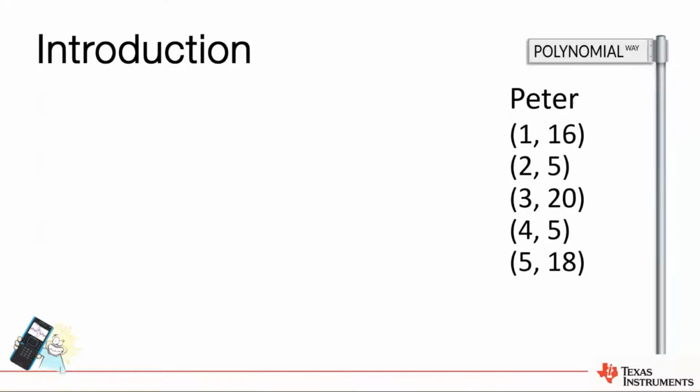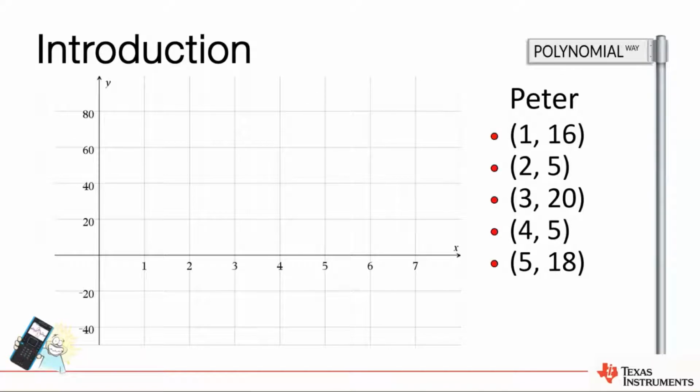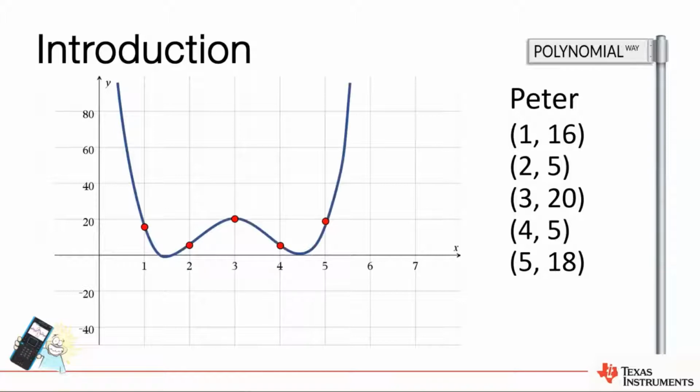Let's have a look where those points might sit on an axis. Throw them over onto the axis, and it looks like a bit of a challenge to get a single function to pass through all of those. And when we say function, I'm talking about a polynomial. It would look something like that.